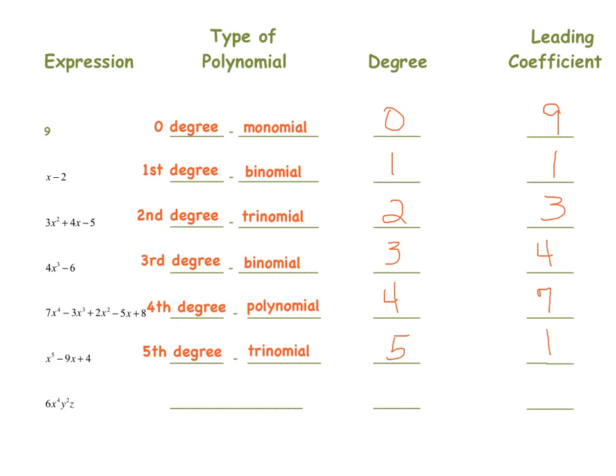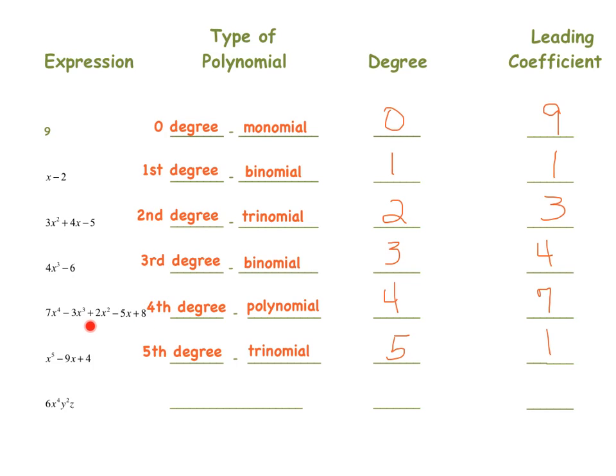Okay, so how did you do? Well, let's look at 4x to the third minus 6. It's to the third degree because our exponent is 3, and it's 2 terms, so it's a binomial. The degree is 3, and the leading coefficient is 4.